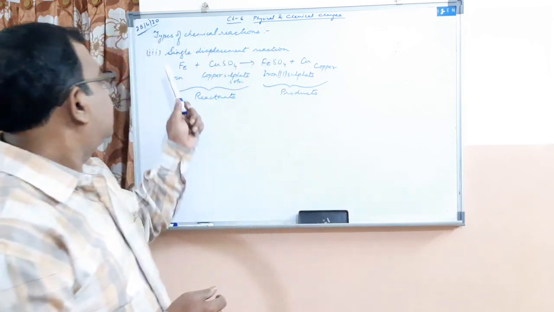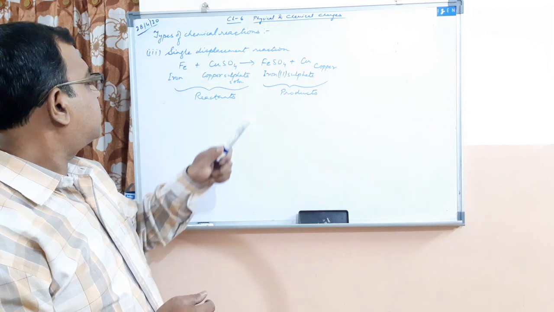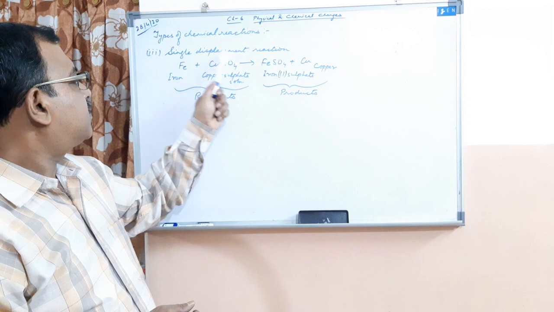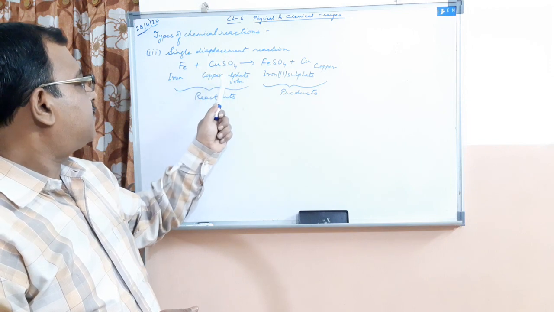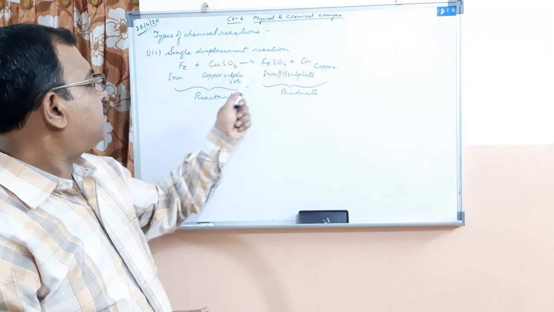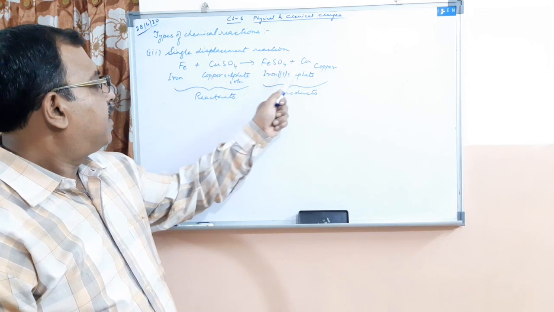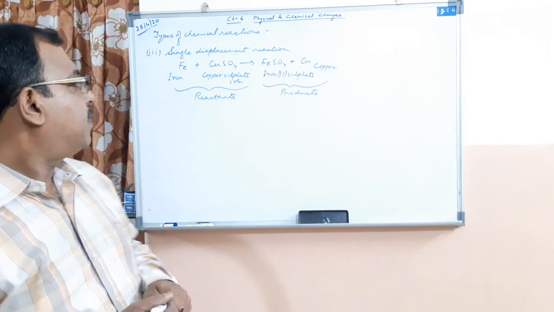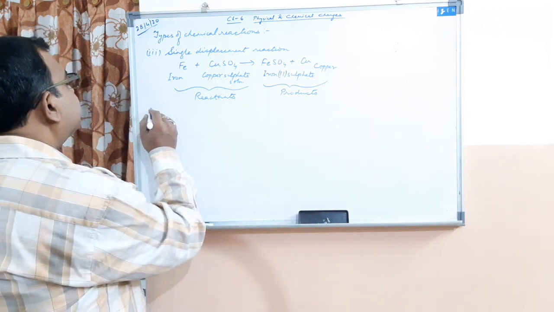So here single displacement reaction, you have understood, I think. Iron displaces copper from its salt solution, that is copper sulfate solution, and takes its place. See, copper is being replaced by iron and copper comes out. Clear?